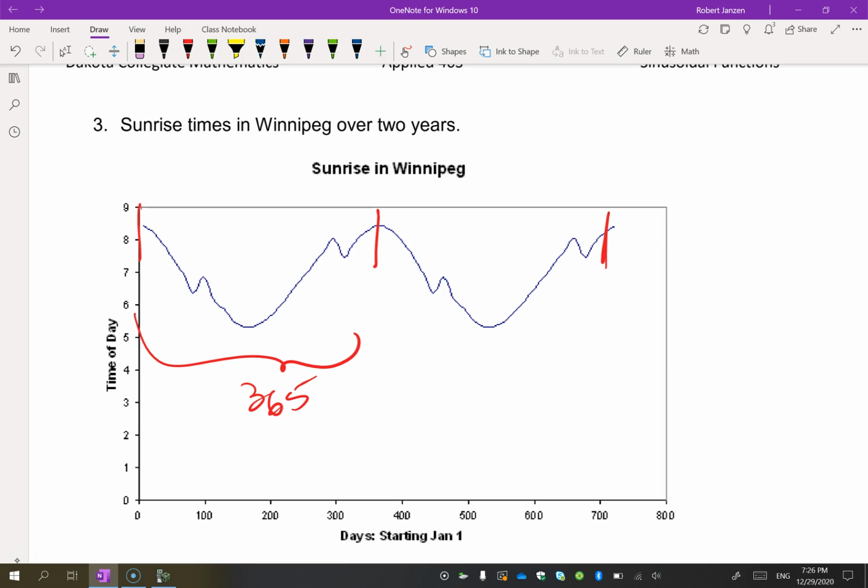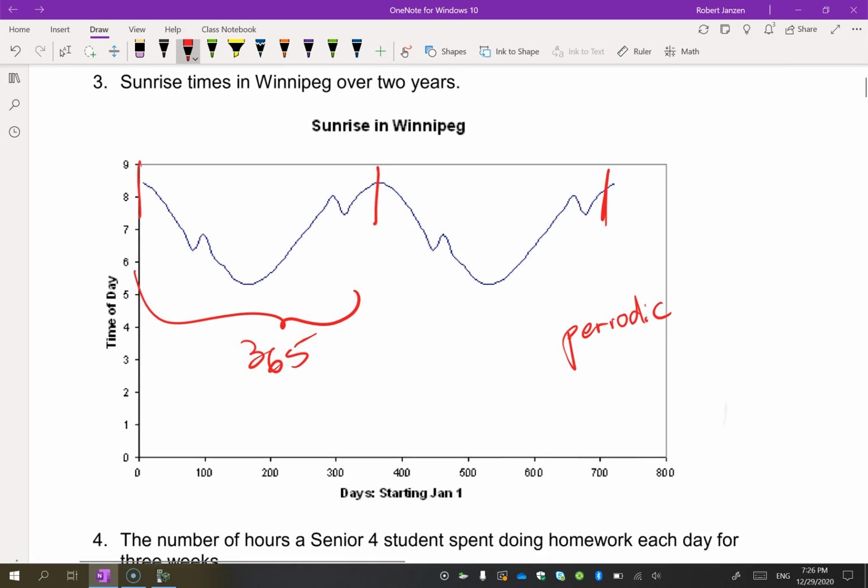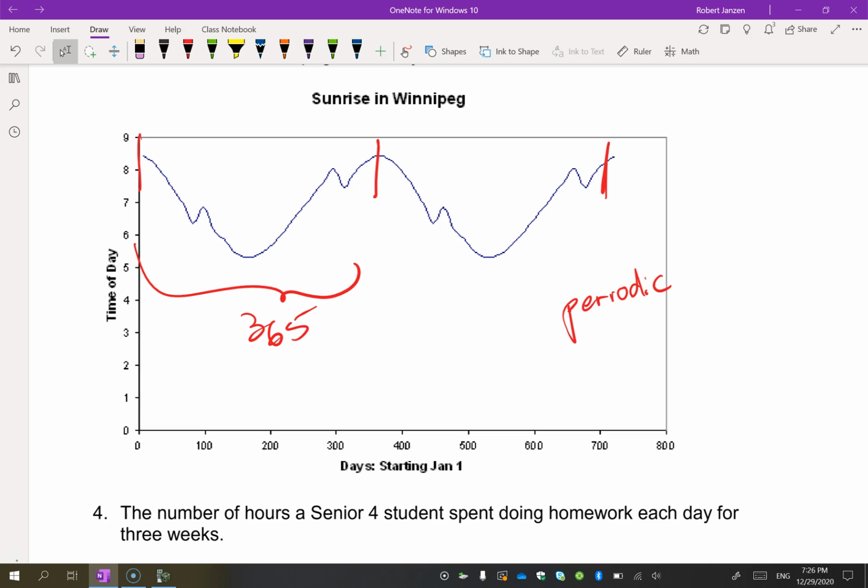This one is periodic as well, because you know what our seasons are like. With June 21st we get the longest day of the year, and every June 21st will be the longest day of the year, so the sun will rise the earliest on those days.